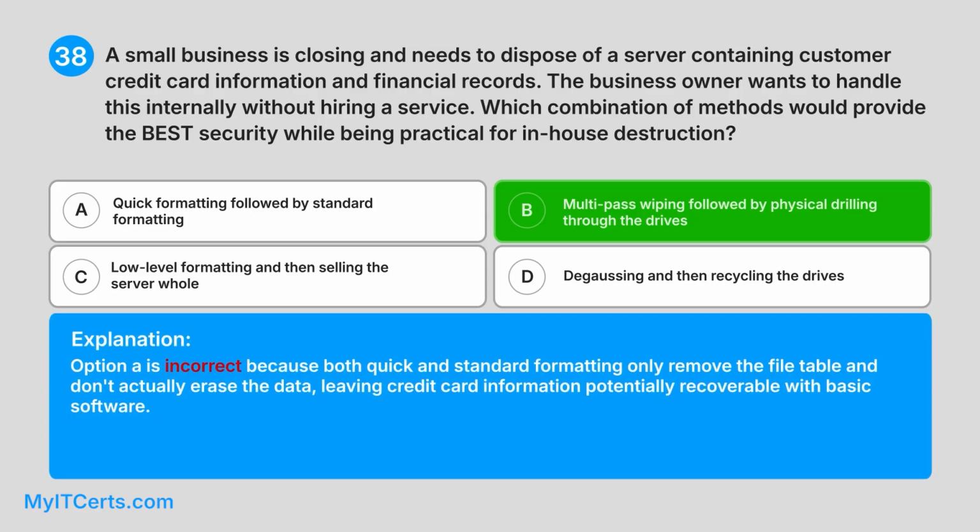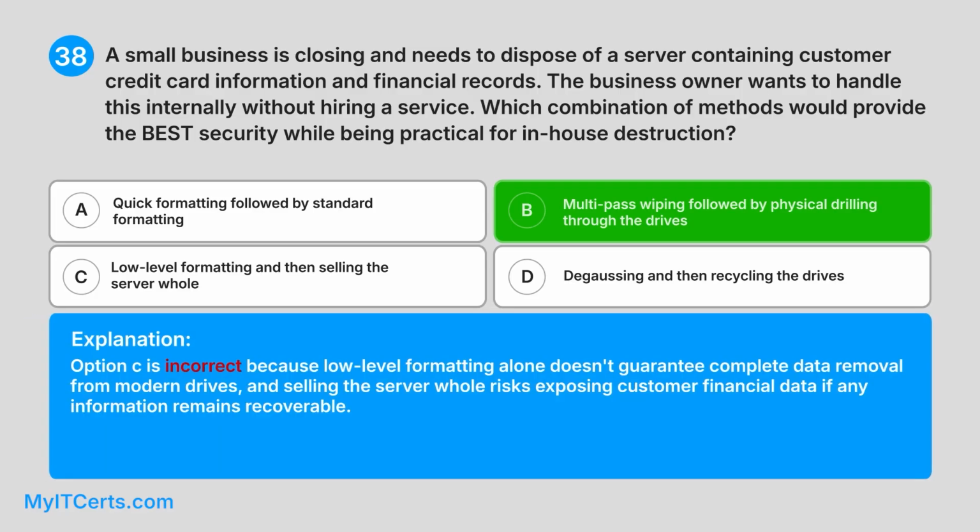Option A, quick formatting followed by standard formatting, is incorrect because both quick and standard formatting only remove the file table and don't actually erase the data, leaving credit card information potentially recoverable with basic software.